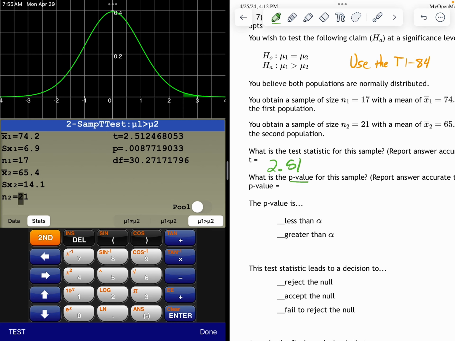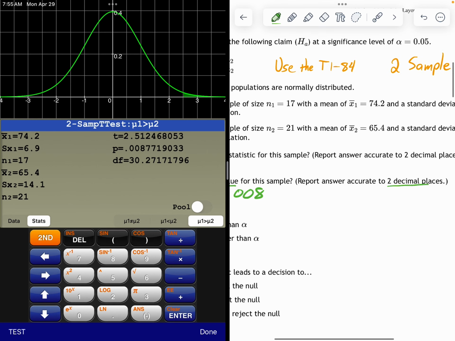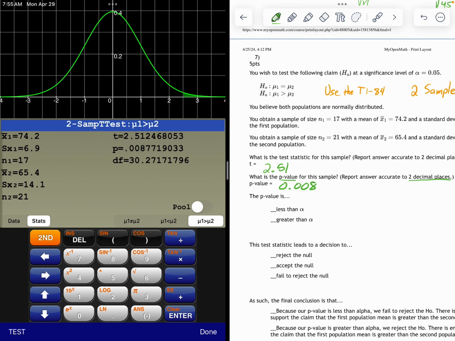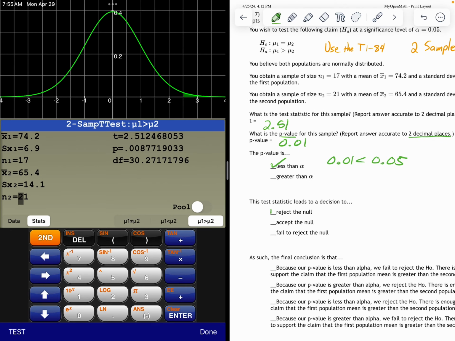It says what's the p-value? It's right underneath it, about 0.008. Accurate to 2 decimals, so I would be rounding mine to 0.01. The p-value is less than alpha because 0.01 is less than 0.05. This leads us to reject the null.